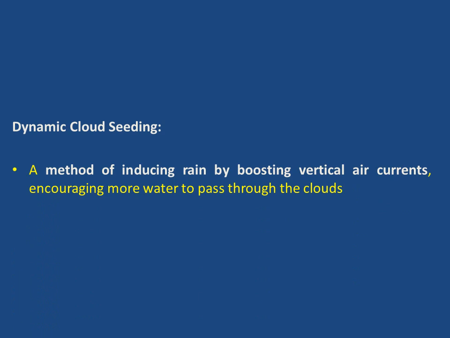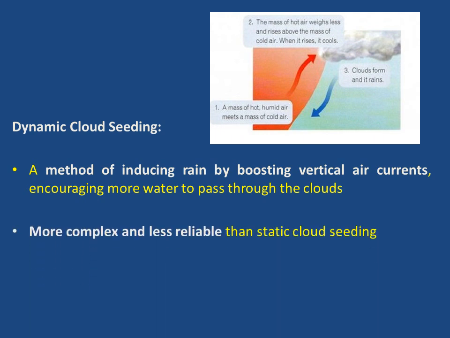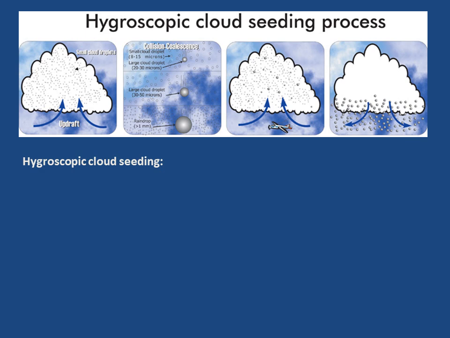Dynamic cloud seeding. Dynamic cloud seeding is a method of inducing rain by boosting vertical air currents, encouraging more water to pass through the clouds. The process is considered more complex and less reliable than static cloud seeding because it depends on a sequence of events working properly.